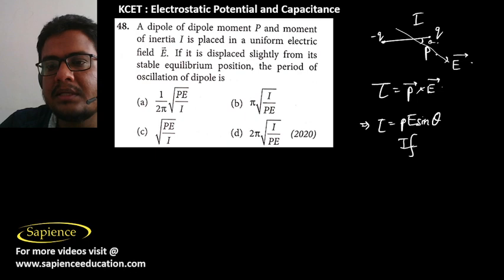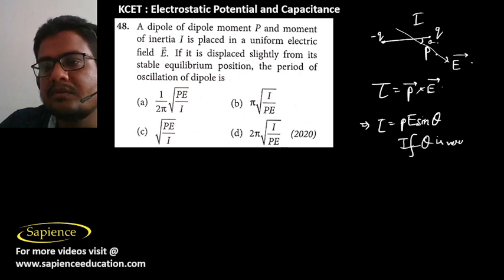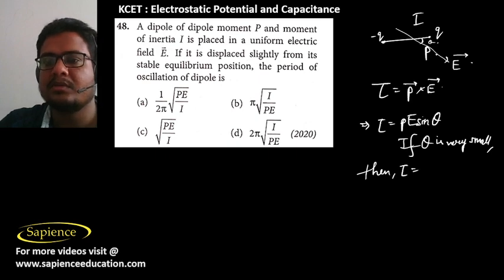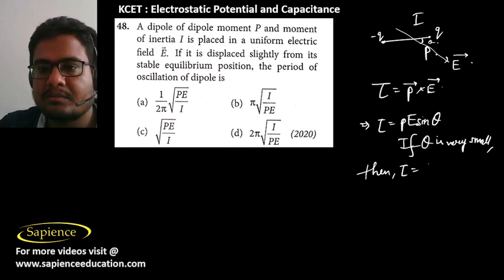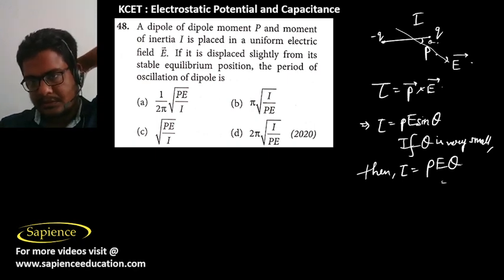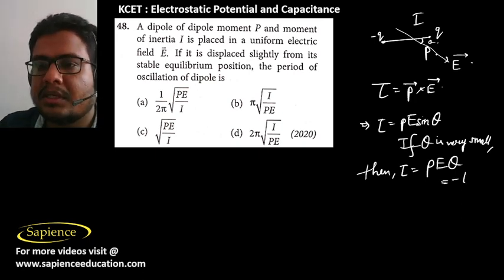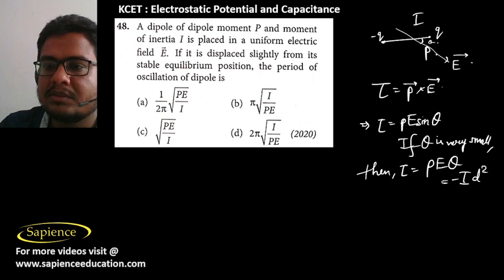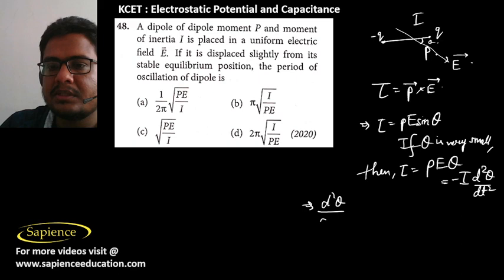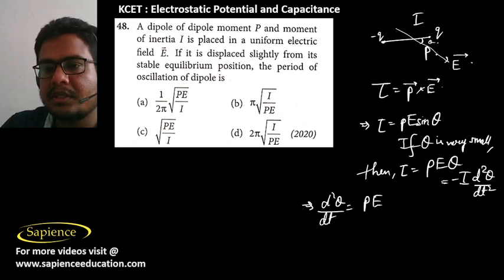And if the angle theta is very small, then we can say that the torque will be equal to PE theta. So PE theta is equal to minus I alpha. Minus I alpha means it is I d square theta by dt square. So it means that d square theta by dt square is equal to minus PE by I into theta.